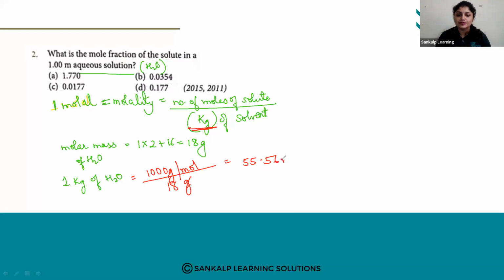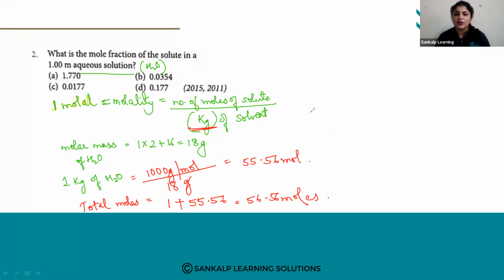55.56 mole. Okay, now we have to calculate the total mole. How do you calculate the total mole? Total mole is equal to 1 plus 55.56. So that will be 56.56 moles. Okay, so this is the total moles, right?